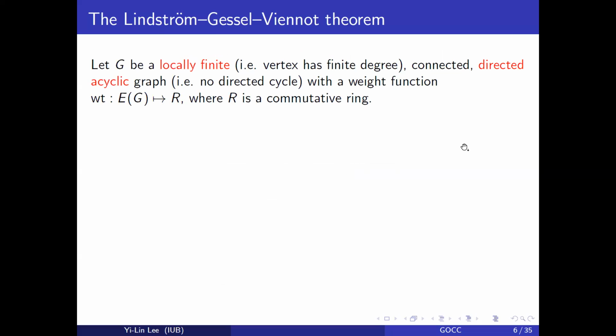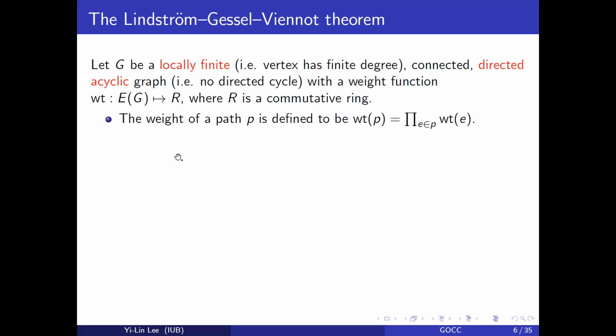Let me introduce the Lindstrom-Gessel-Viennot theorem. In order to introduce it, I have to say something about the setting and notation. First, let's consider a graph which is locally finite, meaning each vertex has finite degree. It's connected and directed acyclic. Directed acyclic means that there's no directed cycle in the graph. We can also assign a weight to each edge of the graph.